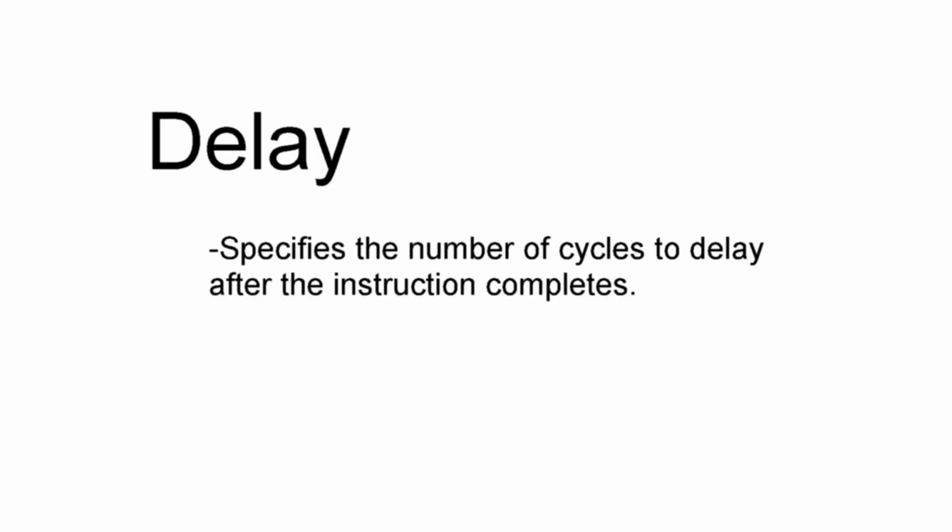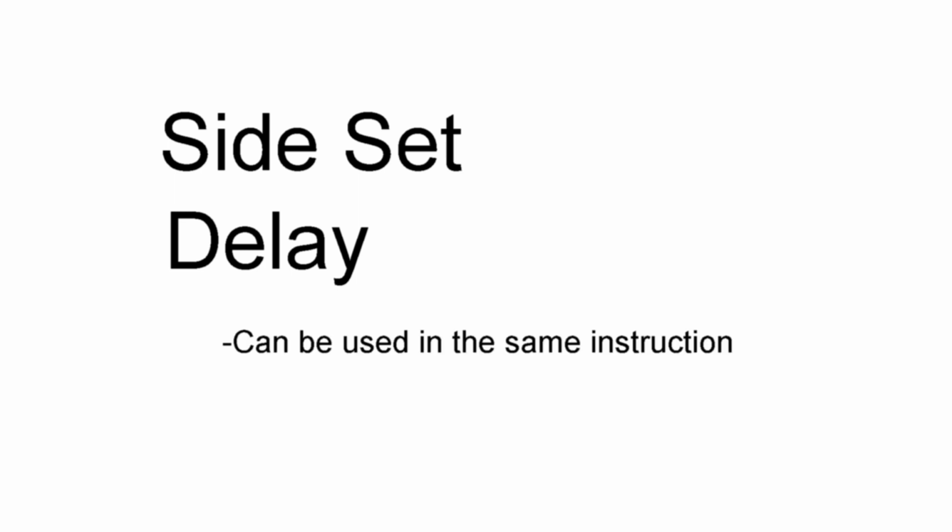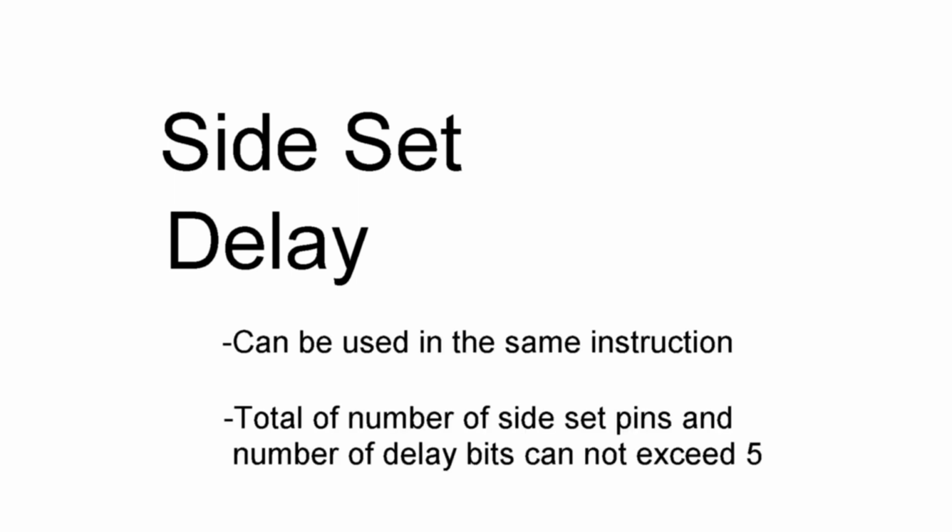The delay option specifies the number of cycles to delay after the instruction completes. The delay value is specified as a value between 0 and up to 31. This is needed for timing critical applications such as serial communications. The side set and delay options can both be used in a single instruction, but there are some limitations on the number of pins or delay cycles that can be specified.